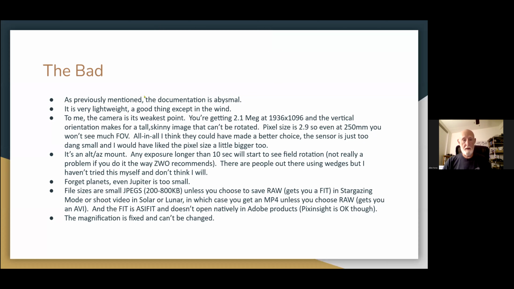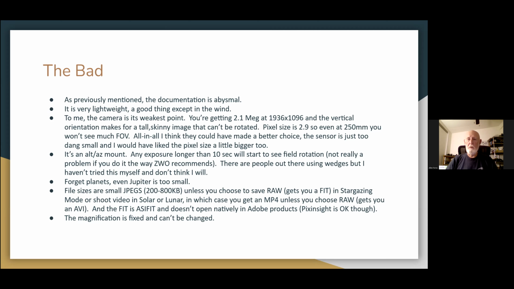The bad, as mentioned before, documentation is abysmal. It's very lightweight, which is nice at times, but it's not so hot in the wind. To me, the camera is the weakest point. You are getting a 2.1 meg at 1936 by 1096, and it has a vertical orientation, and that makes for a tall, skinny image, and it cannot be rotated. So if you look at it and say, hey, I got my image in there, but the composition is terrible, I need to rotate my camera to fit it, you can't do that.